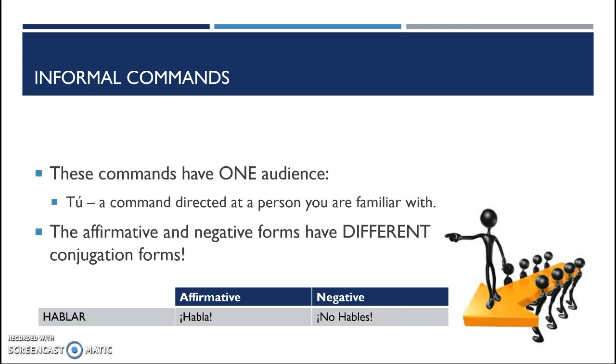So now, we're directing it at one person, but we still have an affirmative and a negative command to give. We can tell one person, do this or don't do this. And unlike formal commands, tú commands or informal commands have different conjugation forms for the negative and the affirmative conjugations. Take the verb hablar. To tell someone to speak would be habla. But when you tell them not to speak, no hables. The endings are different and the conjugation steps to get there are different. So that makes tú commands or informal commands a little bit more challenging.